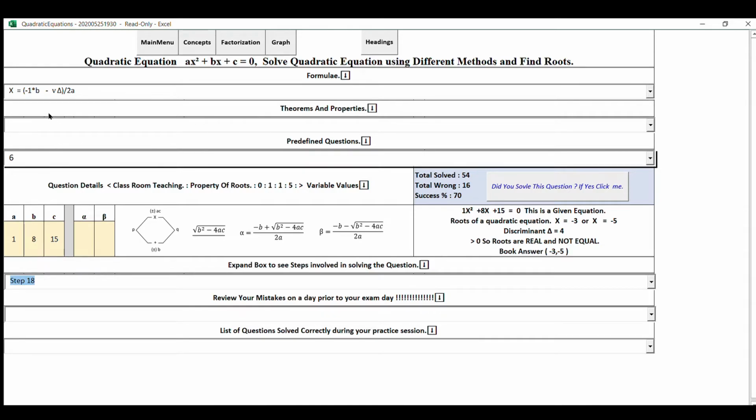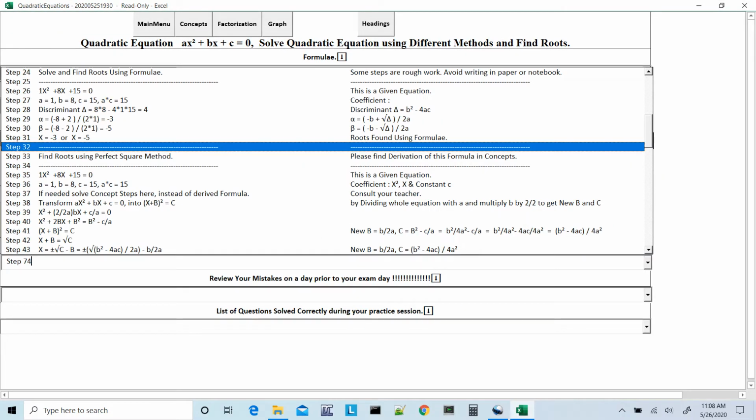Here it is, formula method. In this case, the equation is 1x square plus 8x plus 15 is equal to 0. Look at step number 26 to step number 31. That is the reason discriminant delta is equal to b square minus 4ac, which is 8 8s are 64, minus 60, which is equal to 4. So discriminant is 4, which is greater than 0.